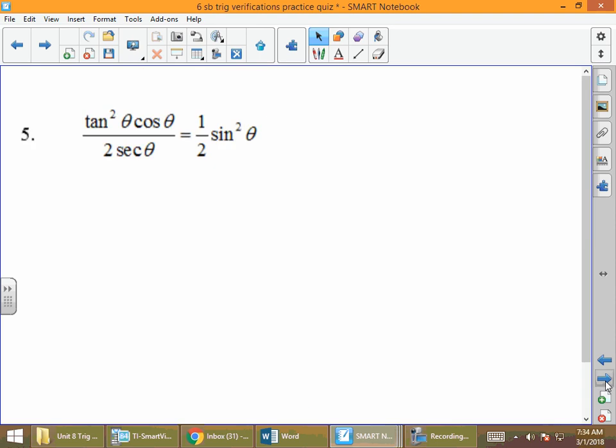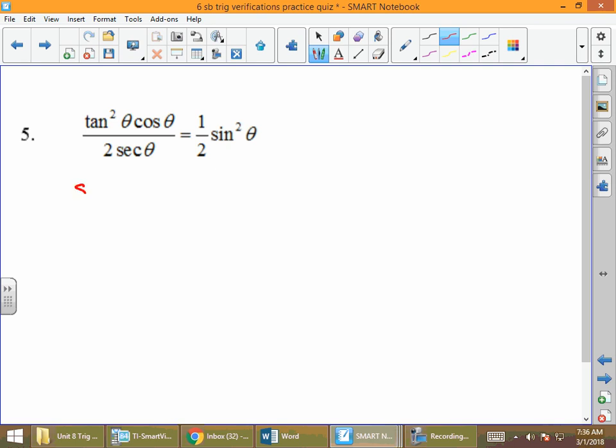Number 5. Again, pick the most difficult side to work on, so we're picking the harder side, which is probably the left side once again. And one of the things, first of all, that I see in this problem is that we have a tangent, we have a cosine, we have a secant. One of our best techniques for helping us to solve these, or to verify these, is to turn everything into sines and cosines. So let's rewrite this problem, first of all, in terms of sines and cosines.